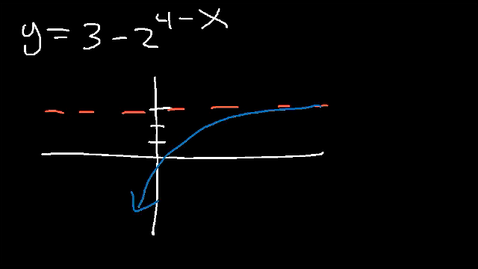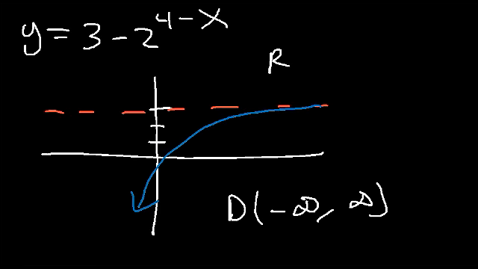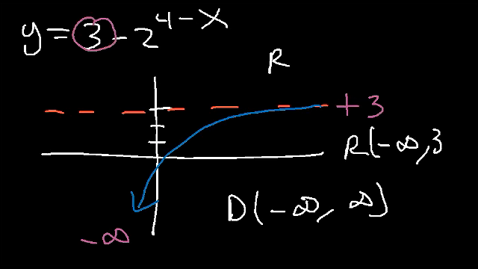So what is the domain and range for this function? Because it's an exponential function, the domain is all real numbers. The range, however, is different. The lowest y value is negative infinity because the function is going down. The highest is the horizontal asymptote, 3. So the range is from negative infinity to 3, not including 3.